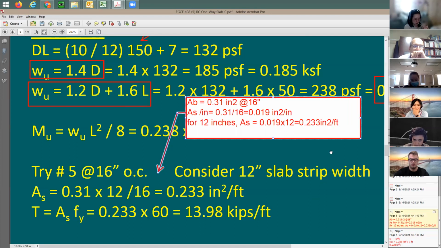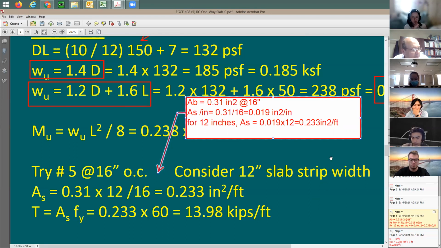This is actually the main difference between beams and slabs when it comes to the amount of reinforcing. How do we calculate that? Questions? Any questions? No? Yeah, I have a question.